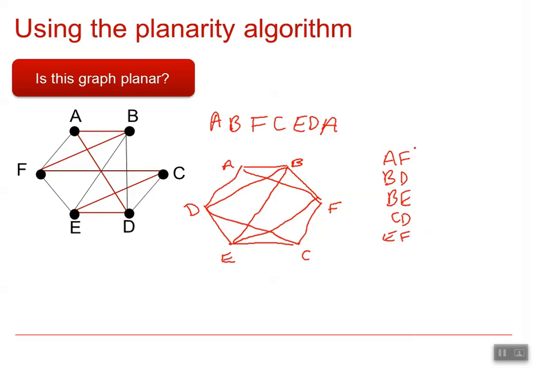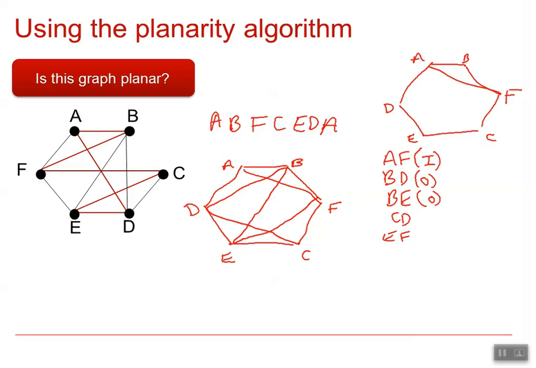And now we need to consider these edges in turn. So I'm going to consider the first one, A to F, and label this inside. And it would be worth drawing this as we went along. And now I'm going to consider any edges that cross AF on our new graph. So it's B to D and B to E. And I'm going to label these outside, and I'm going to draw these on the outside. So B to D and B to E. And so far so good, none of the edges cross.